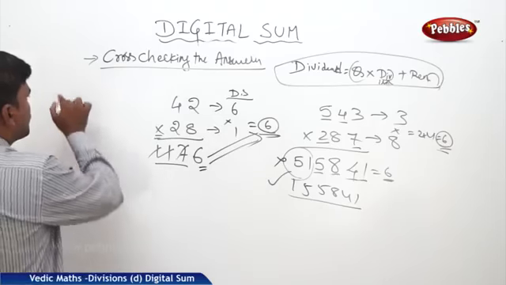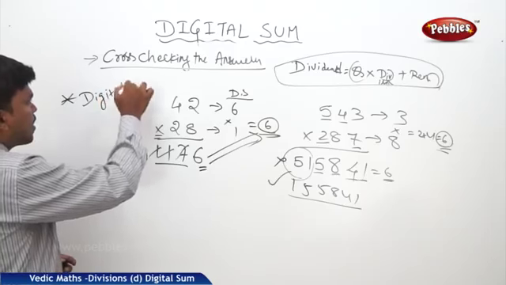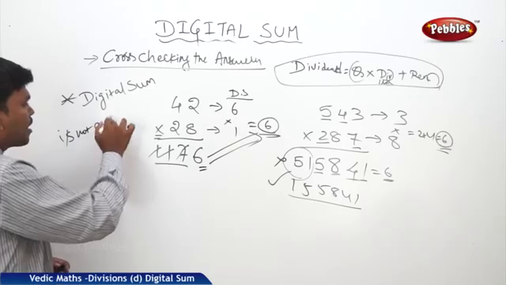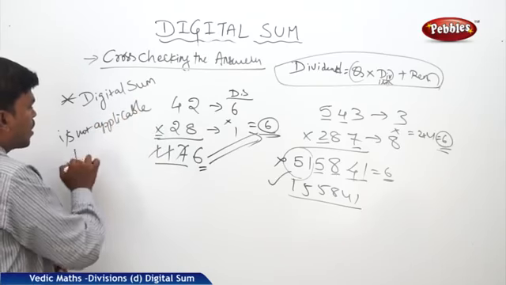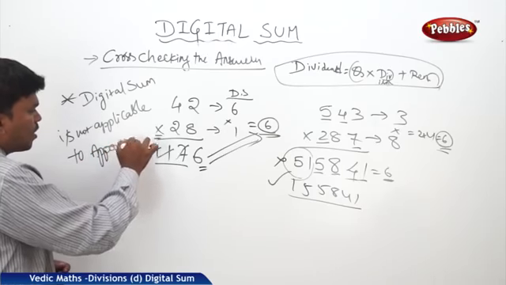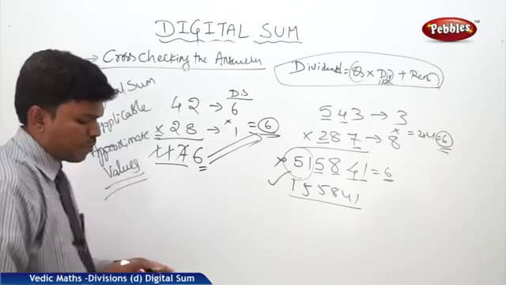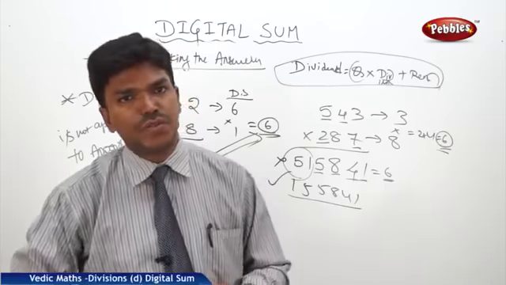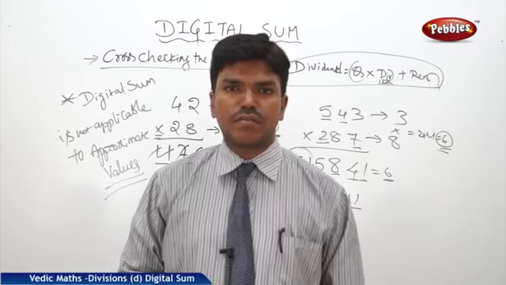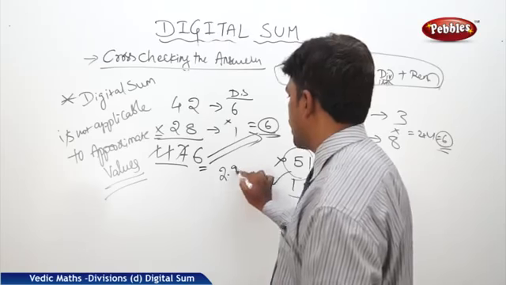But remember one important point I want to tell you: digital sum is not applicable to approximate values. This point you need to remember. Whenever you are doing some approximation and you go for the digital sum, we cannot assure the answer. Why? Suppose I am doing 2.9 into 3.